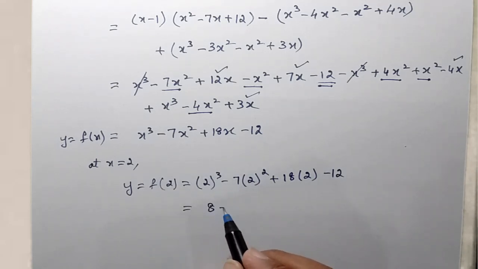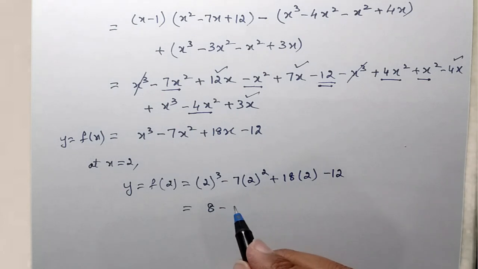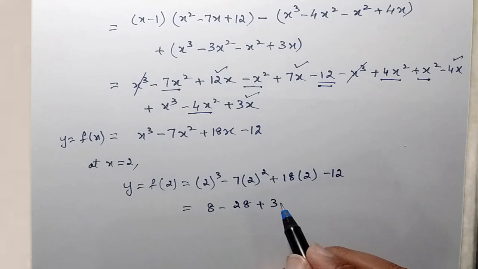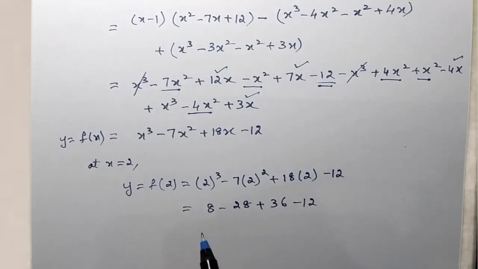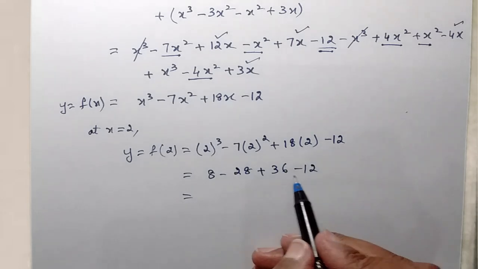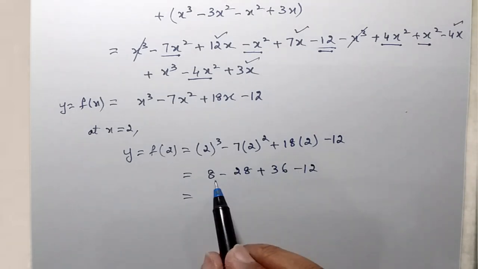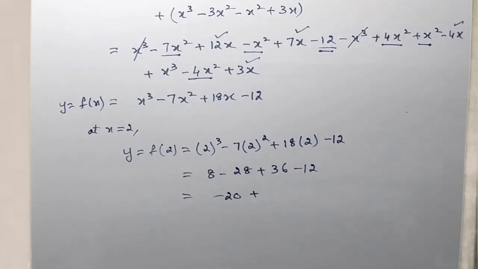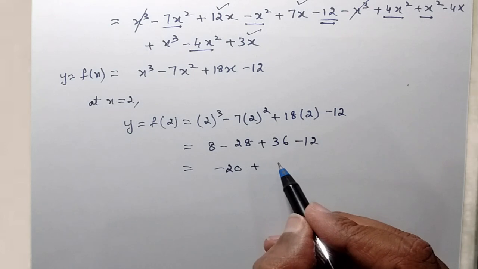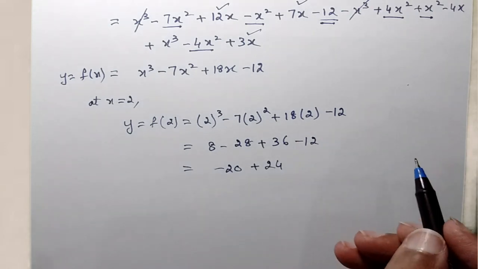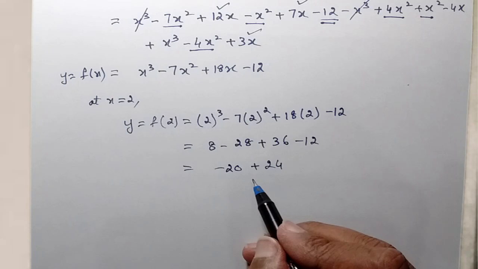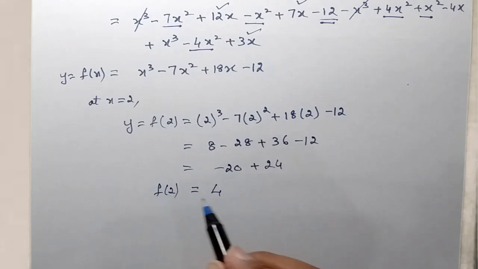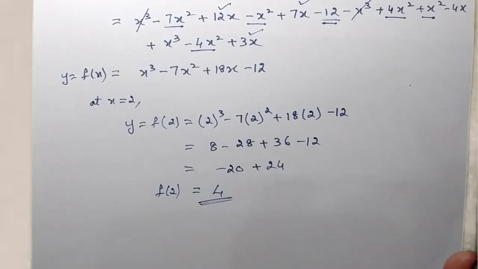So 2 cube will be 8. 2 square will be 4. 4 times of 7 is 28. Plus 18 times of 2 will be 36, minus of 12. You can just use the calculator directly to simplify it. It is very simple. So 8 minus of 28 will be minus of 20, and 36 minus of 12 will be 24. So 24 minus of 20 will be equal to 4. Therefore, you have got the value of f of 2 to be equal to 4. That is the required solution.